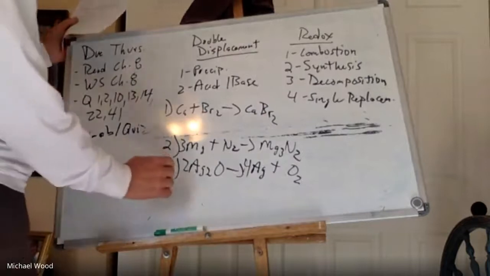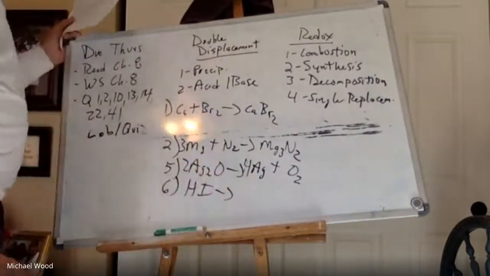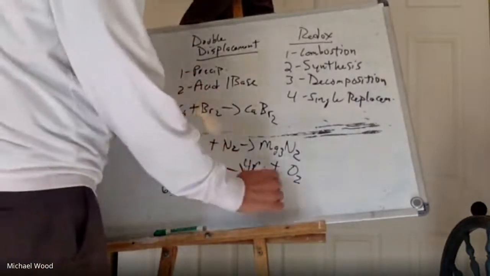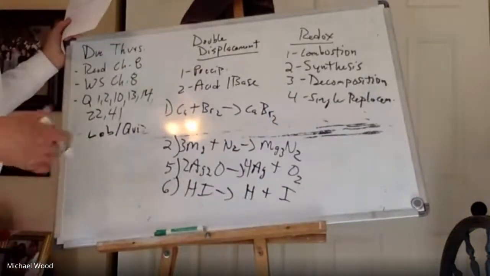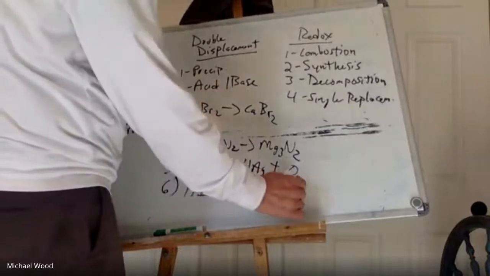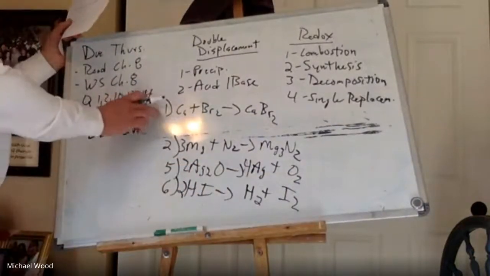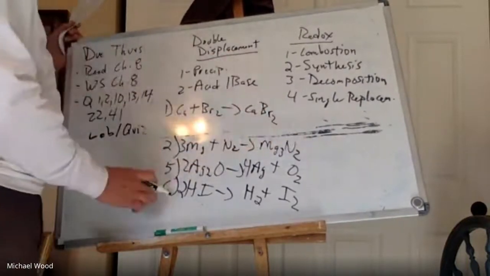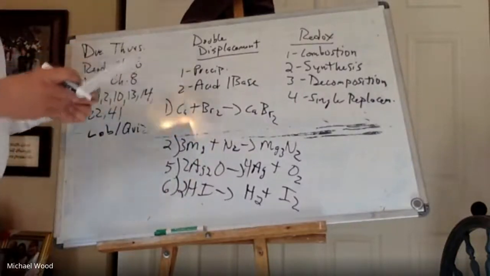So on number 6, again, because it's decomposition, I need to break this apart. So I have H and I. And then again, you got to recall, are either of these diatomic? Actually, both of them are. They're both in that 7, so they're both like this, so the 2 goes there. Okay, so up here, we had synthesis. These 2, we had decomposition. Okay, I'll let you try number 7.